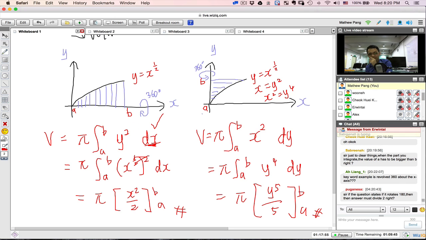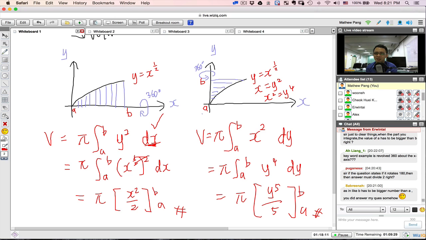So if the question says you rotate 180 degrees, yeah, maybe you just divide by 2. But if you rotate 180 degrees, it doesn't look like a volume. It feels weird if you only rotate 180 degrees. As in B has to be a bigger number than A. Yes, exactly. B has to be bigger than A. We always write the biggest value on the top.